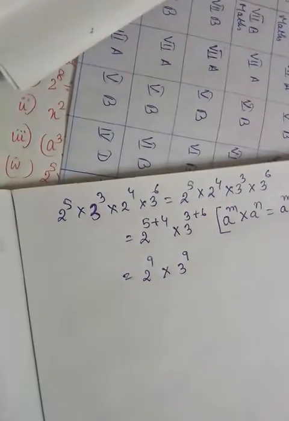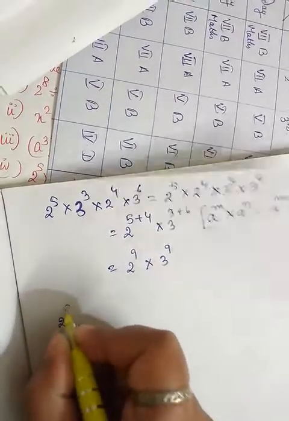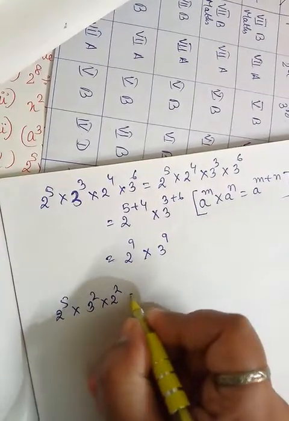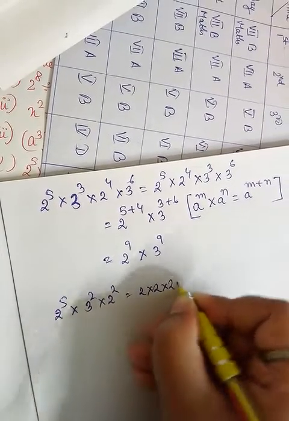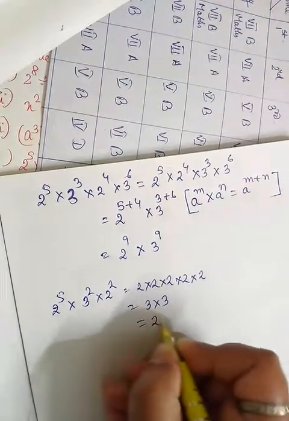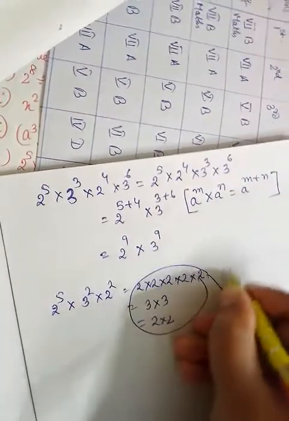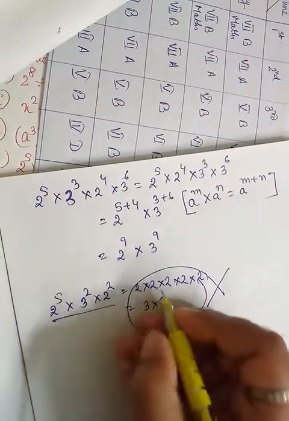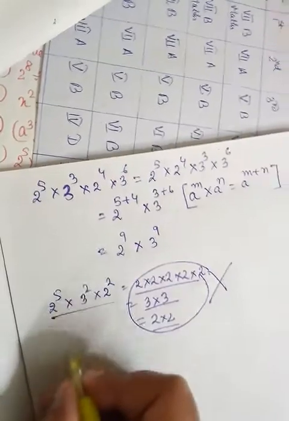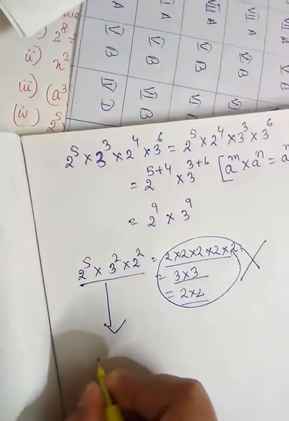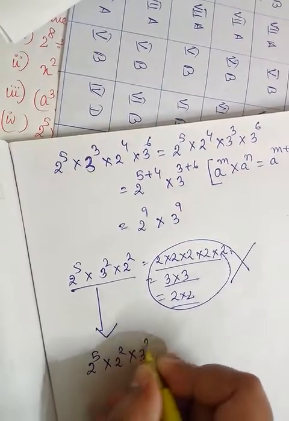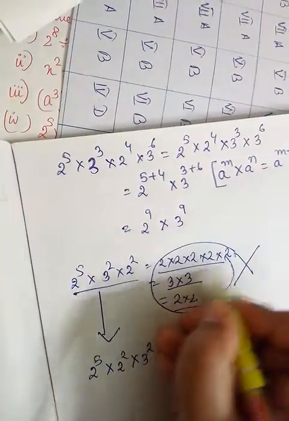Again, children, when you are solving these, I can see, suppose the question is 2 to the power 5 into 3 square into 2 square, you are writing it as 2 into 2 into 2 into 2 into 2, then equals 3 into 3, then equals 2 into 2. This is completely wrong, because this expansion is not equal to this, not equal to this, not equal to this. This whole expansion is 2 to the power 5 into 2 square into 3 square. You will not individually write like this.